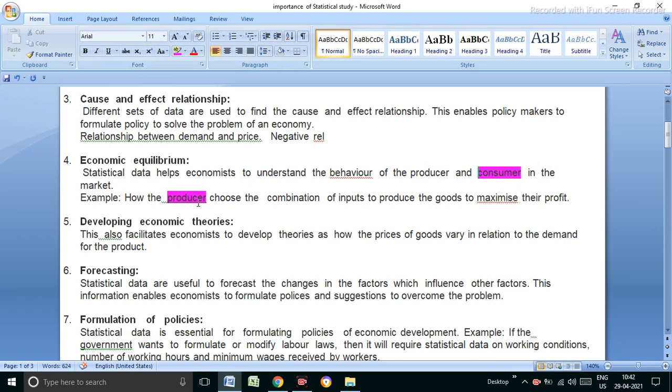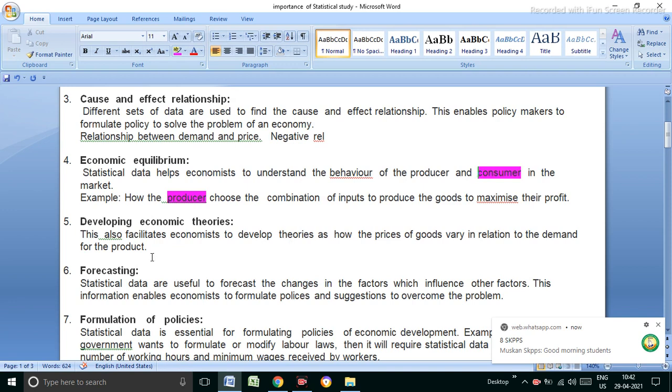Producers want to get maximum profit and consumers want maximum satisfaction. When they are in an equal sense, it creates the economic equilibrium. Developing economic theories like the relation between demand and price, supply and price, these theories and models are also created with the help of statistics.